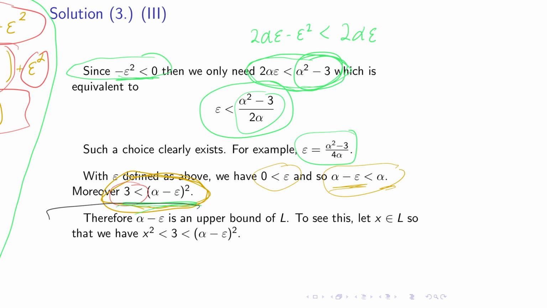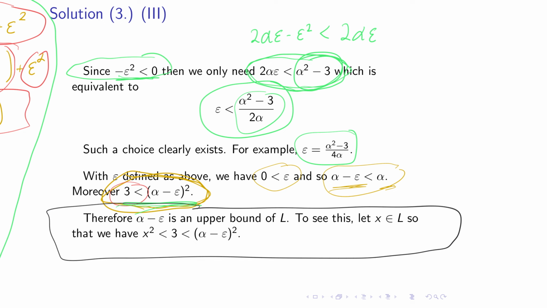But now getting back to the rest of the proof, I now claim that with all of this in order, alpha minus epsilon is itself an upper bound of L. In fact, the proof of this is very much like one part of the previous problem. If we take anything out of the set, we know by definition that its square is less than 3, but we also just demonstrated that 3 is less than alpha minus epsilon squared.